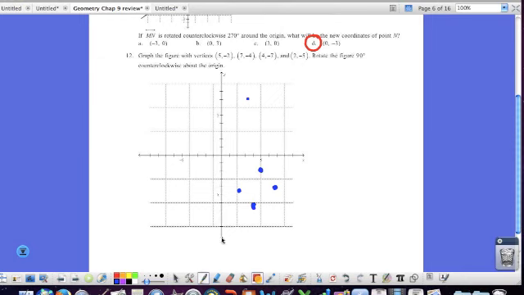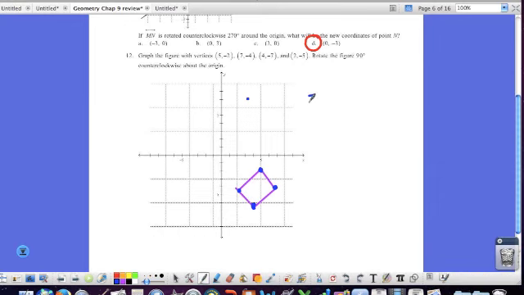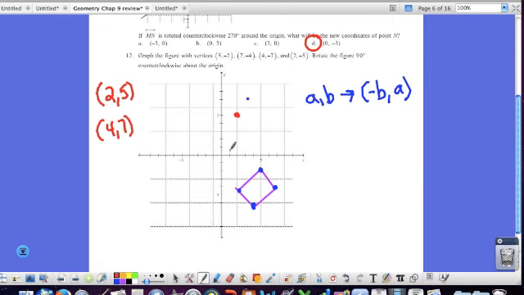So, of course, straight line tool and connect those. Now, 90 degrees counterclockwise, the rule is (a, b) becomes (-b, a). So my first point, 5, -2, becomes 2, 5. 2, 1, 2, 3, oh, right there. The next one, negative b, so that becomes 4, 7.